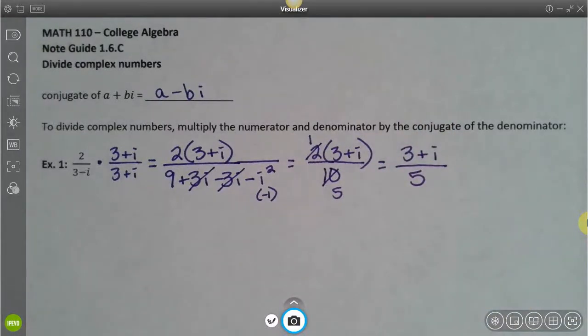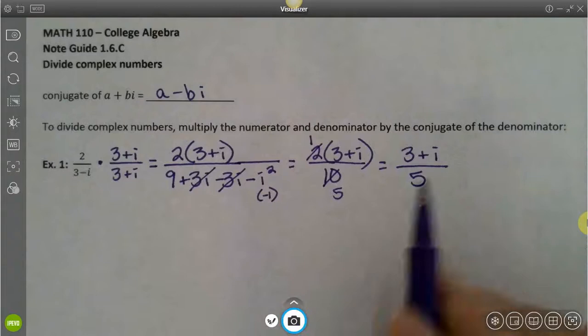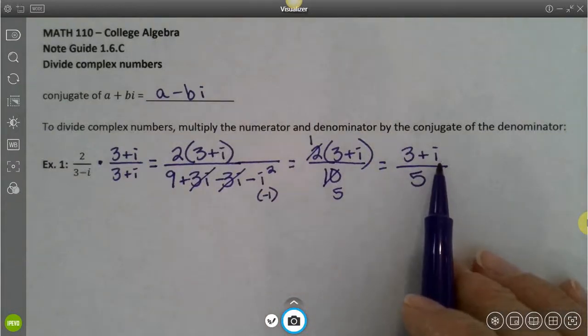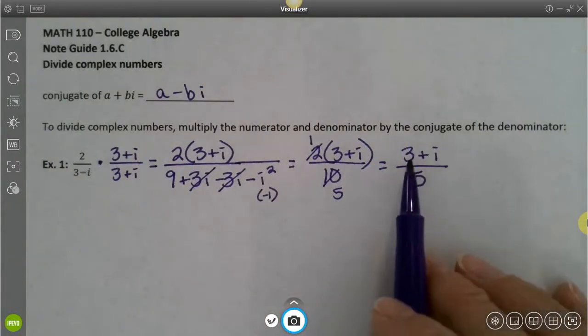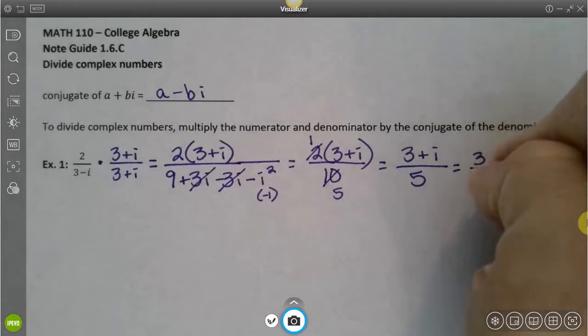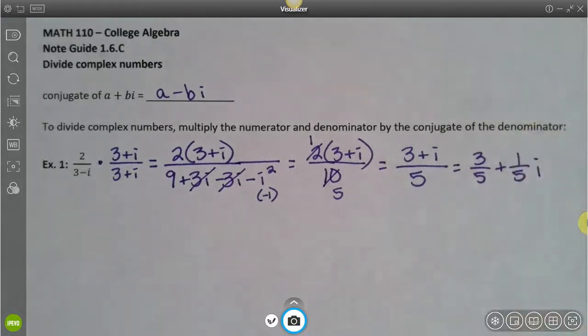Now, the only other thing that we need to do with this, a lot of times your directions will say something like, write your answer in the form a plus bi. And what that's saying is it wants you to separate out the real parts and the imaginary parts. So instead of leaving the 5 underneath both of these terms, we want to put a 5 underneath each one individually. So that's going to give us 3 over 5 plus 1 over 5 times i.